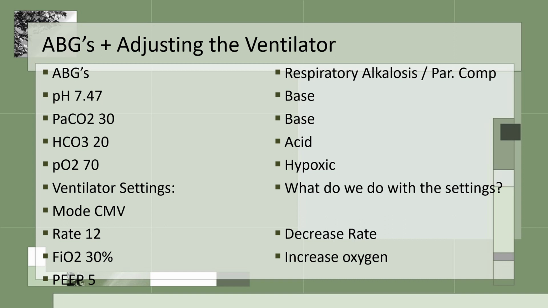For the rate, what do we know about patients with respiratory alkalosis? What are they doing with their breathing? They're breathing too fast. So we will suggest the rate be decreased. Also, this patient is hypoxic. Normal is 80 to 100, so we want them to be in that range. So their oxygen needs to be increased.